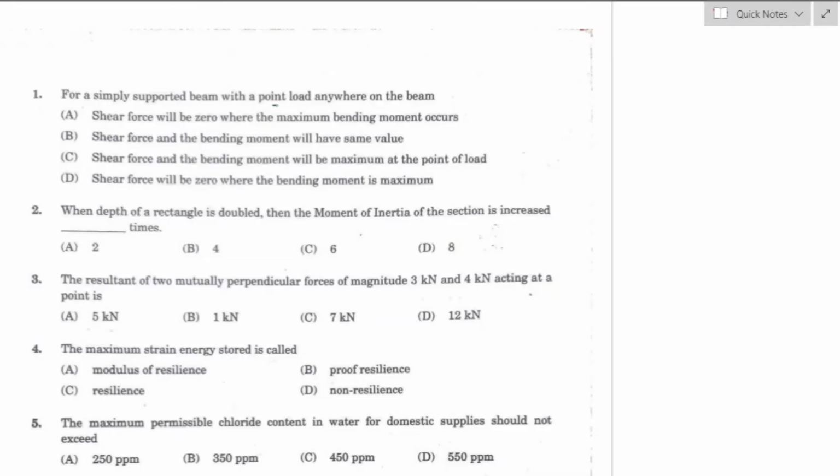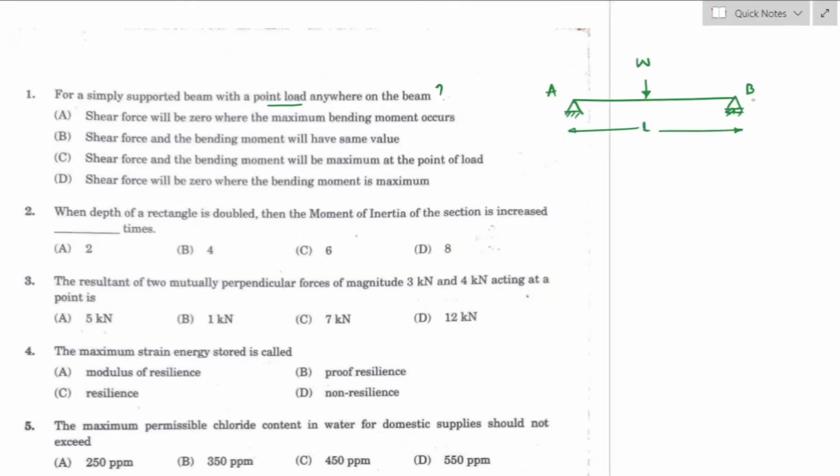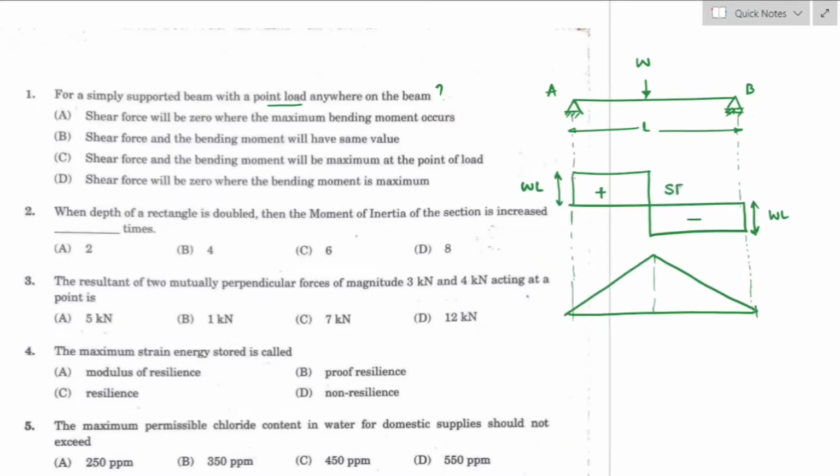Question number 1. For a simply supported beam with a point load anywhere on the beam, the following options are statements regarding the shear force and bending moment. Let's consider a simply supported beam AB of span length L with a central concentrated load. These are the corresponding shear force diagram and bending moment diagram, where you can observe shear force and bending moment will be maximum at the point of load. So option C is the right answer.